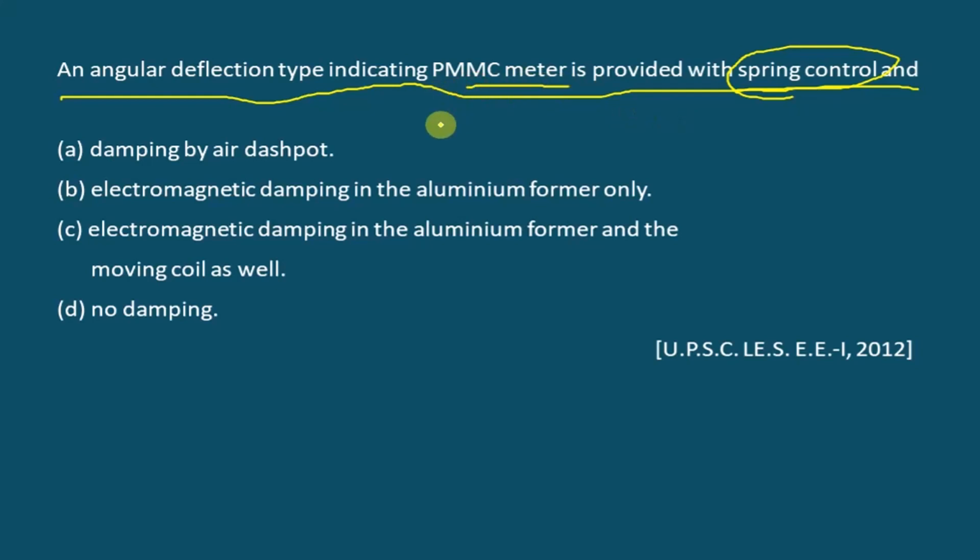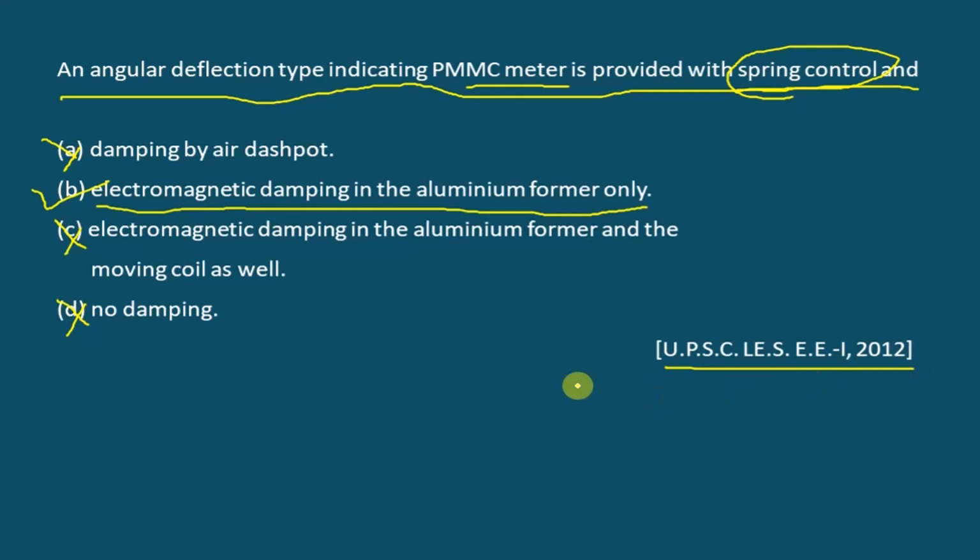We know that in a PMMC meter there is a strong magnetic field, so we always use eddy current damping. The option given here, B, electromagnetic damping in the aluminum former only, is not the correct answer. The other options are also not correct, so the correct answer is this one. This was asked in the 2012 IES exam. Let's go to the next question.